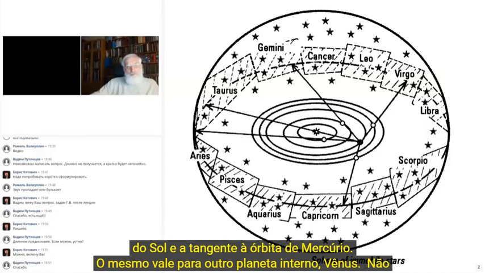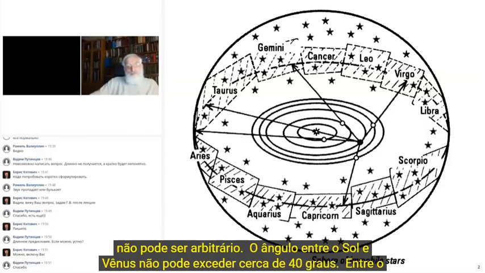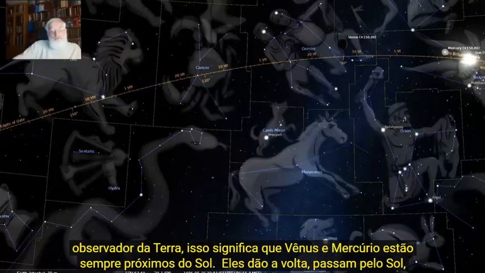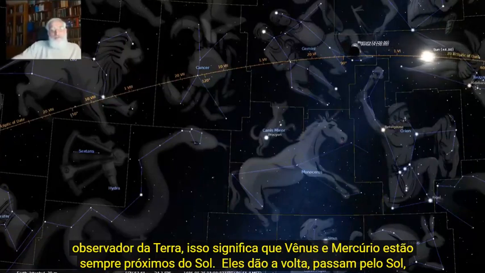The same goes for another inner planet, Venus. It cannot be arbitrary. The angle between the Sun and Venus cannot exceed about 40 degrees. Between the Sun and Mercury, I don't remember now, it's even less. Therefore, from the perspective of an Earth observer, this means that Venus and Mercury are always near the Sun.